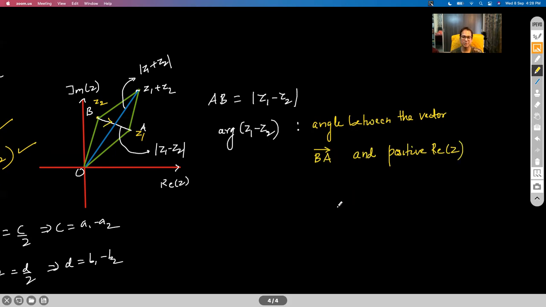okay, that will help you to get the argument of Z1 minus Z2. Now, this is something which many people don't know. So if you think as if there are two vectors, one is your positive real Z axis and other is your BA vector. Let's say BA vector is like this. Okay, what is the angle between them? That angle gives you the argument of Z1 minus Z2. I hope everybody here knows how to find the angle between two vectors.